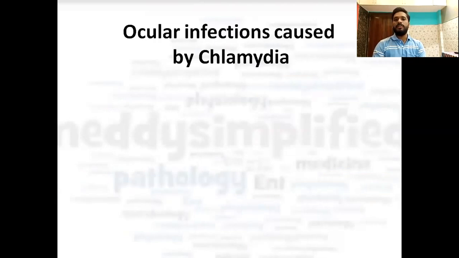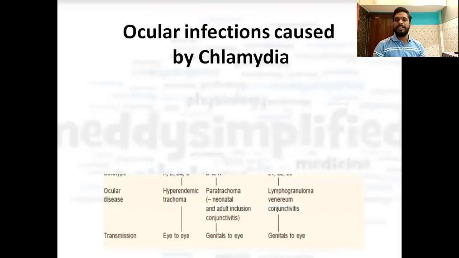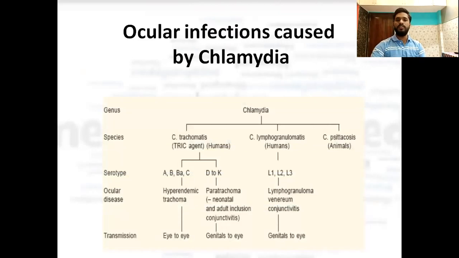Now the ocular manifestations or infection caused by chlamydia. So this is a table which is very important. It consists, right, of three species, that is Chlamydia trachomatis, Chlamydia lymphogranulomatis, and Chlamydia psittaci. Psittacosis is causing in animals, so we can leave it aside. Now talking about trachomatis and LGV. So in LGV, L1, L2, and L3 cause lymphogranuloma venereum conjunctivitis. And how is it transmitted? It is transmitted from the genitals to the eye.